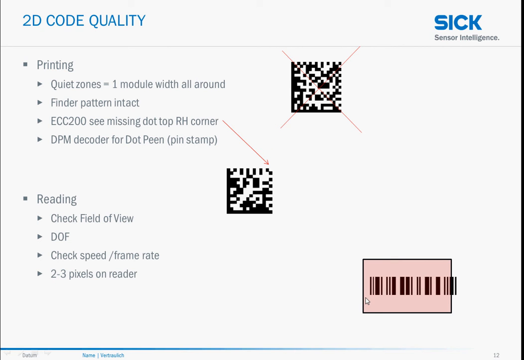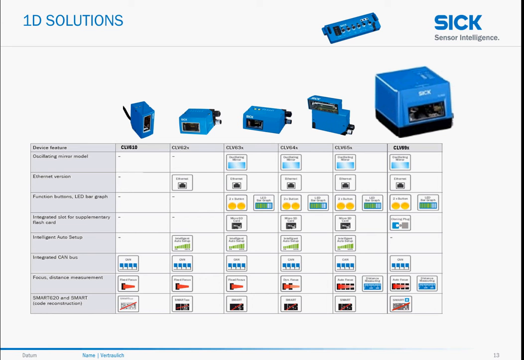So for reading with a vision system, obviously check the field of view to make sure what you want to look at will fit in it. You can see here this code wouldn't work, it's too big for the reading window we've got. We need to check the depth of field and check the frame rate versus the speed. And what we're looking for when you configure it is 2 or 3 pixels on the reader. So when you're working with the diagnostics on SOPAS, you'll notice it'll tell you how many pixels wide by how many pixels tall, and how many pixels wide each cell, or each module of the barcode is.